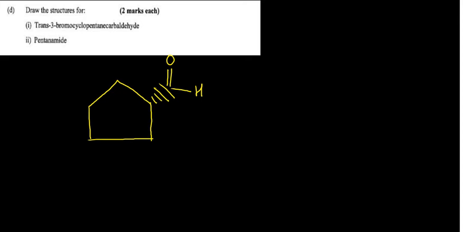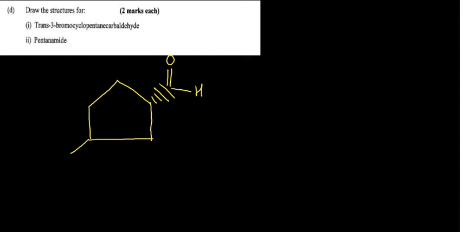So at position number 3, because priority is to the what? To the aldehyde. At position number 3, in whichever direction that we start counting, we are going to have a bromine. So if I'm going in this direction, then this is position number 3. We are going to have a what? We are going to have a bromine.